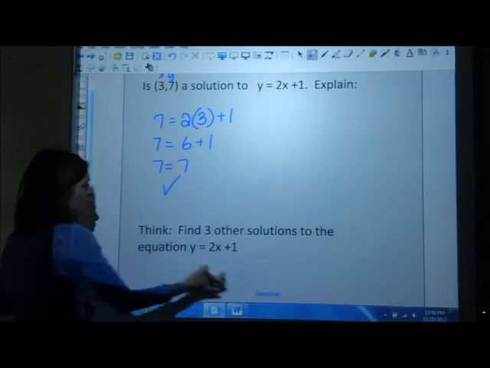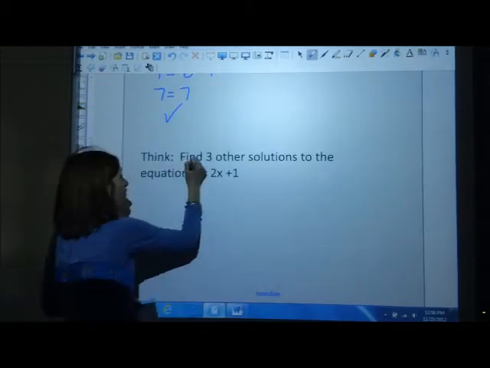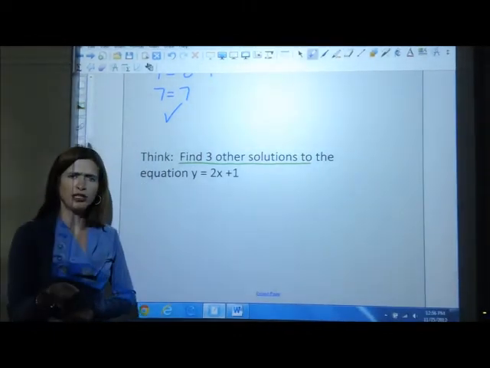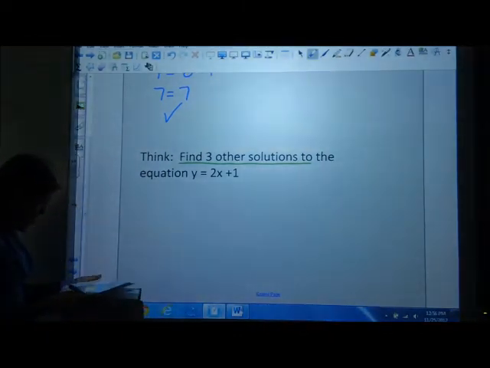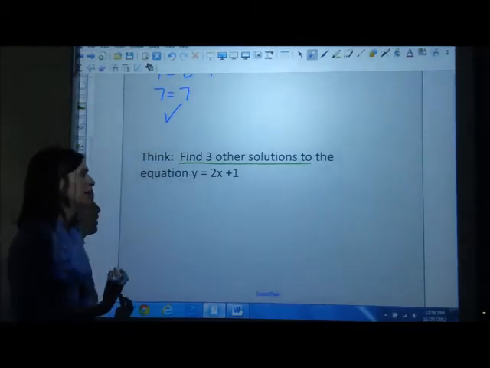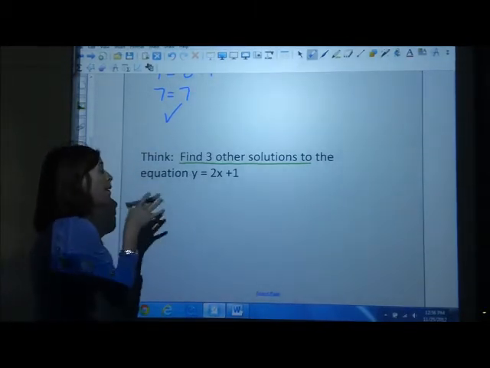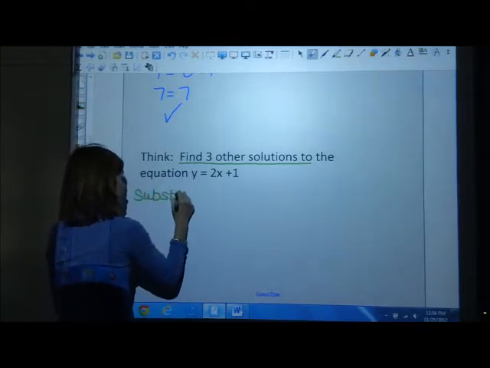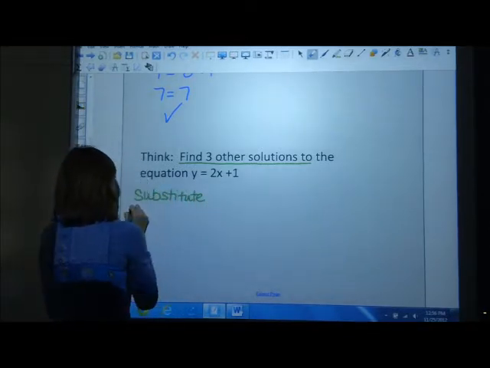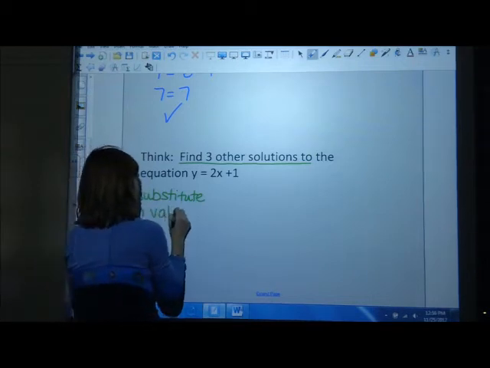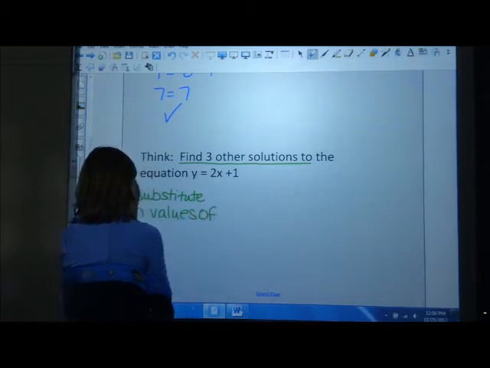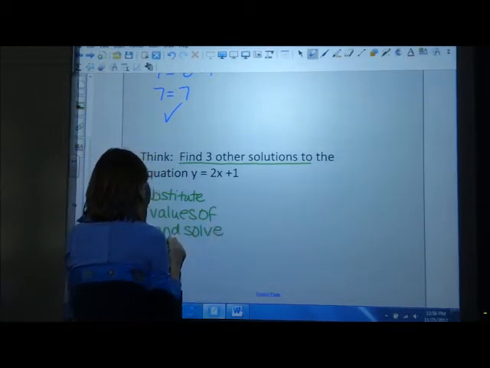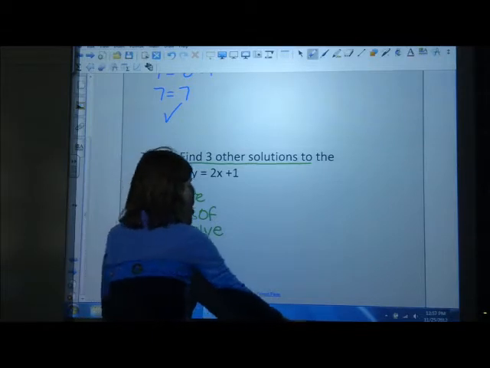All right, now we have to think a little bit harder. Could we find 3 other solutions to the equation? Well, how do we do that? That's slightly different, and we haven't spent a lot of time on this because we haven't been working on tables of values or anything like that. But what we can do is substitute in values of x and solve for y. Okay, so what do I mean by that?